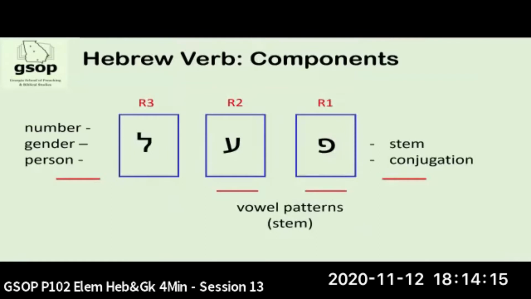And so as we move forward, we talked about how the root itself, R1, R2, R3, we were going right to left. R1 is root position 1, R2 root position 2, R3 root position 3. Right now we have in there, just as an example, the consonants pe, ayin, and lamed.